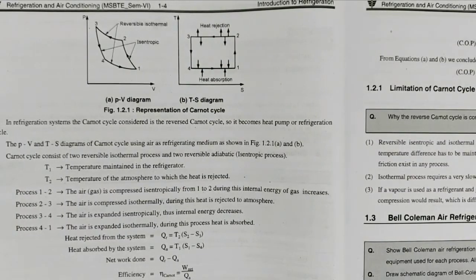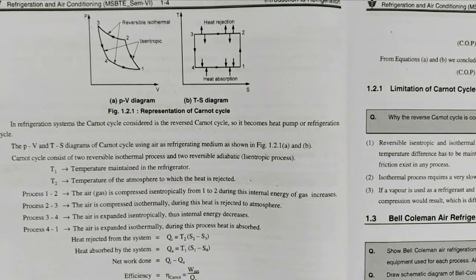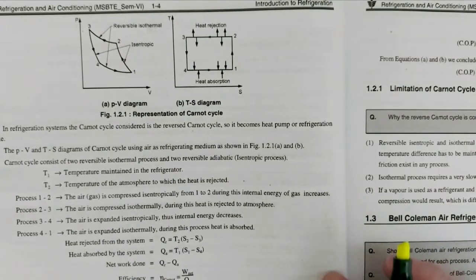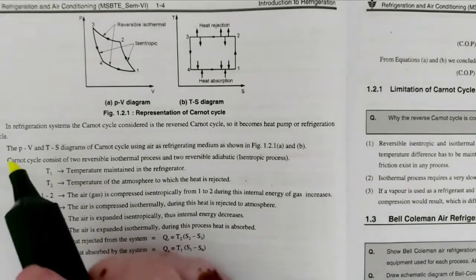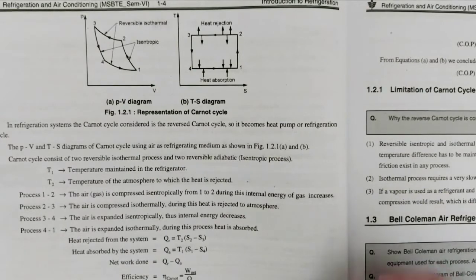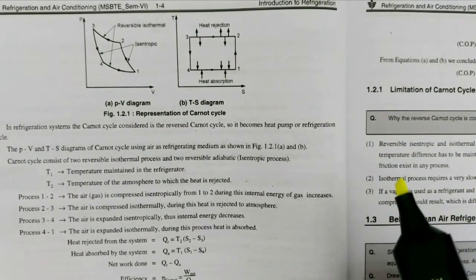Yes, we will see the reverse Carnot cycle. In a refrigeration system, the Carnot cycle considered is the reversed Carnot cycle. So it becomes a heat pump or refrigeration cycle. The PV and TS diagram of the Carnot cycle using air as the refrigerating medium is as shown in the figure.